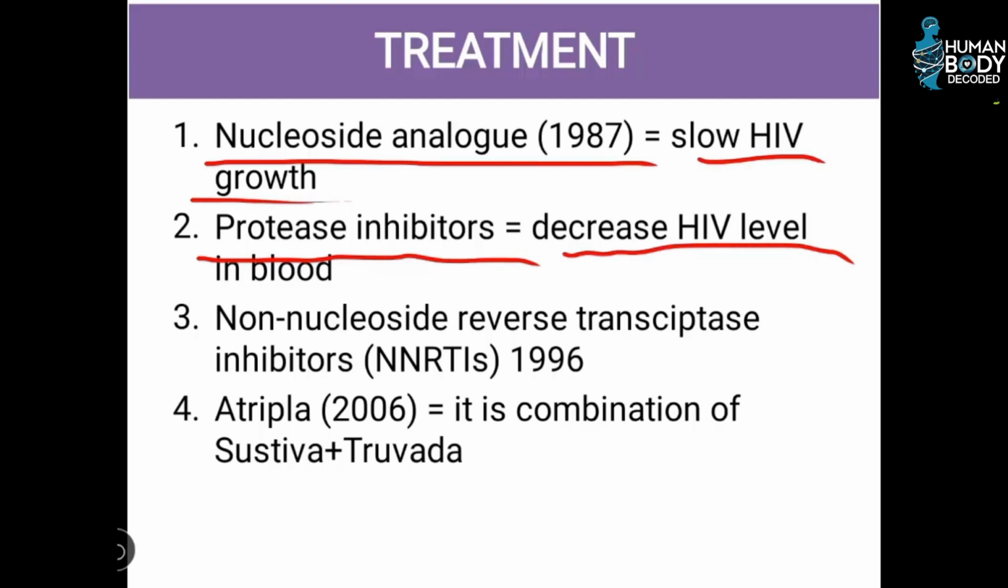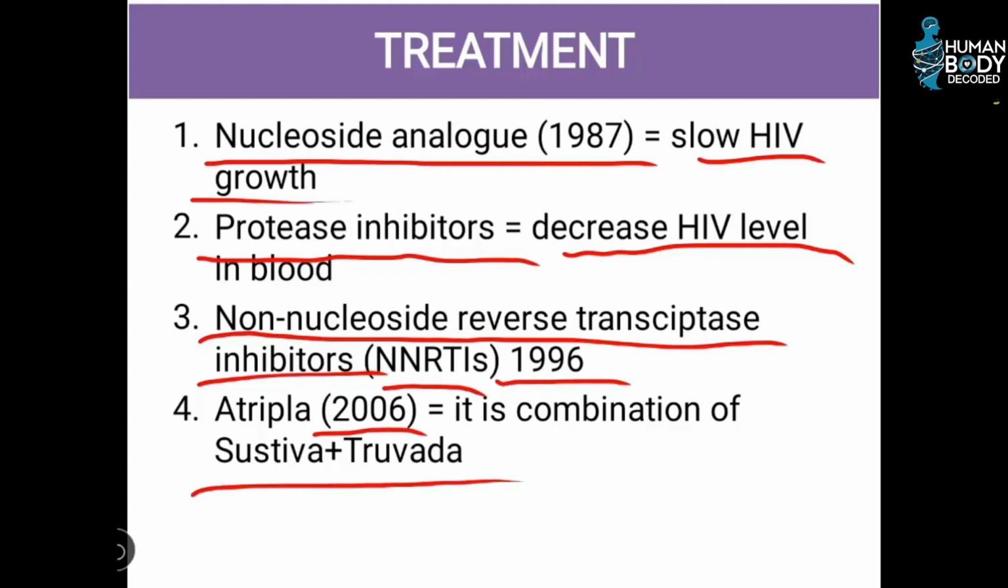The third treatment that started in 1996 was with NNRTIs, non-nucleoside reverse transcriptase inhibitors. In 2006, another treatment started, Atripla. This is a drug, a combination of Sustiva and Truvada, a combination of these two drugs.